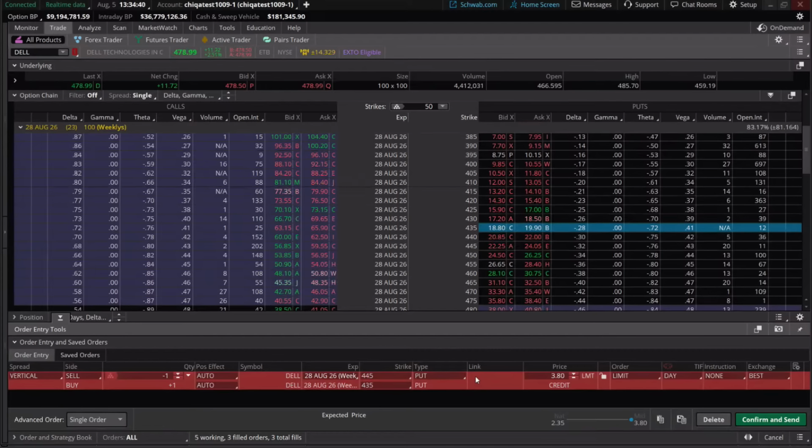Now, if we're kind of looking here, we can see that we have a 350 credit or so. Okay, so the most we can make is about $350. The most we can lose is the difference between those strikes, so $10 minus the 350. So the most we can lose on this trade is going to be about 650.